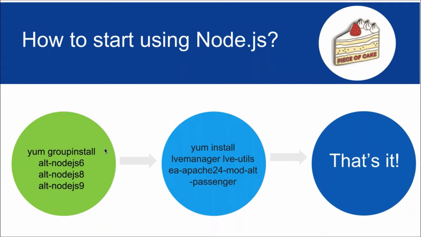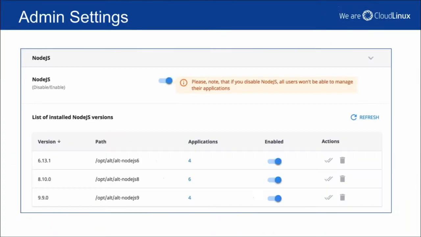So you run this command to get our alt-nodejs packages. And then you run the second command that brings you, if you're not a CloudLinux user yet, LVE Manager and other packages that have dependencies. You can also install CageFS, which brings some security, but it is not mandatory. It will work without CageFS too. And that's basically it. It's just that simple. After you've done that, on your server you will have CloudLinux LVE Manager with Node.js settings.